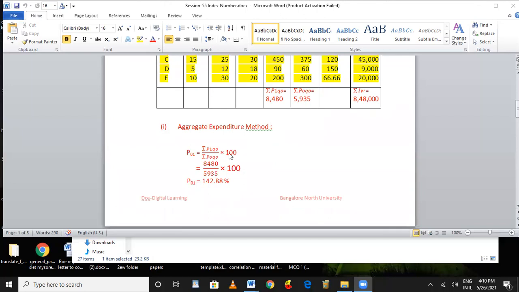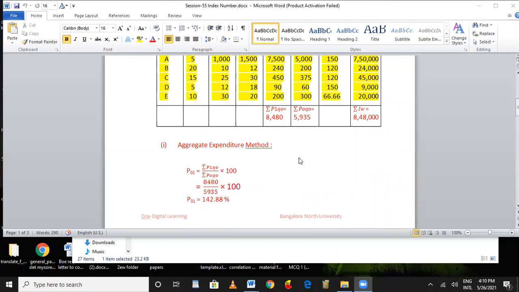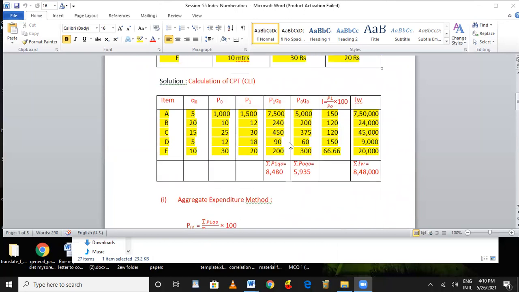In the same way, to apply the formula, we need P0 Q0. Prices for the base year and quantities for the base year have to be multiplied so that we will get the total, which is required in the denominator. For this P0 Q0, 1000 into 5, 5000. 10 into 20, 200. 25 into 15, 375. 12 into 5, 60. 30 into 10, 300. So this is P0 Q0.